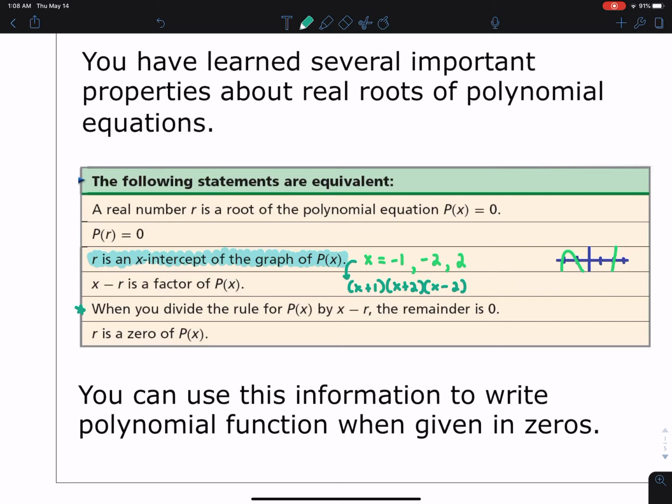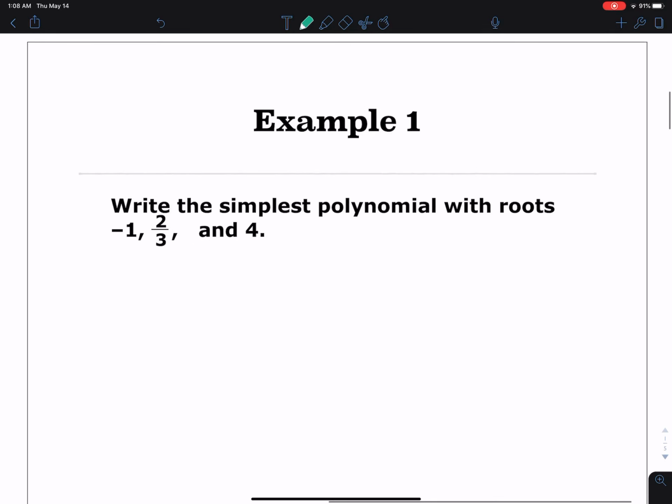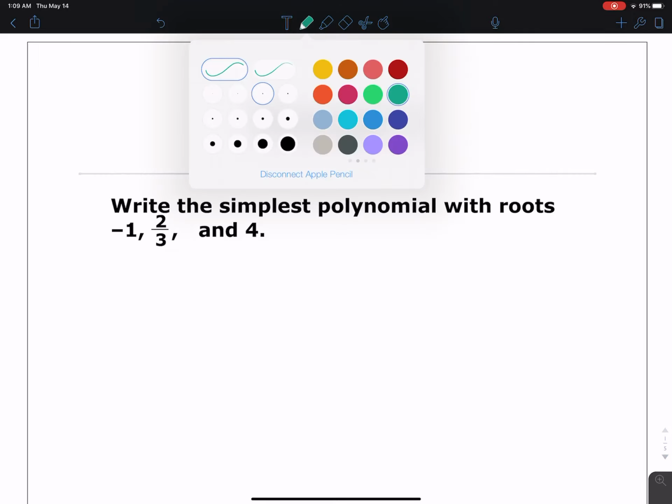So you can use this information to write a polynomial function when given zeros, which is what we're going to do in example 1. And there's really only one example of this type. So make sure that you go back and you watch it again if you need to understand and just to double check and make sure that you're doing everything right. So this goes back to 4-2, which is polynomial multiplication. So it's really not a difficult skill. You just need to know what to do with this.